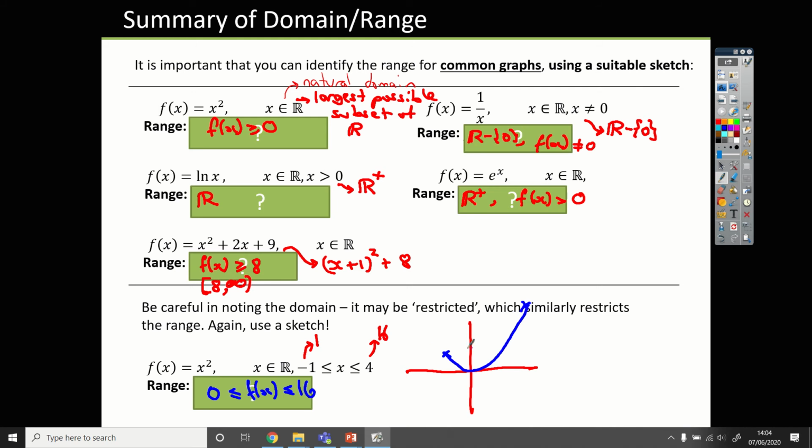So drawing the sketch, if you know what the shape looks like, gives you more of an idea of what's going on in between, even though the endpoints are important. The interval way of writing this down is square bracket 0, 16, square bracket. Okay, so that's just a summary of the domain range work that we've done. Just bear those things in mind.